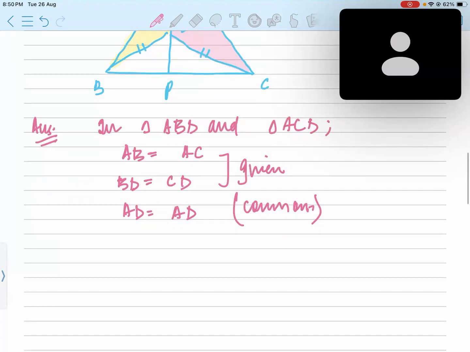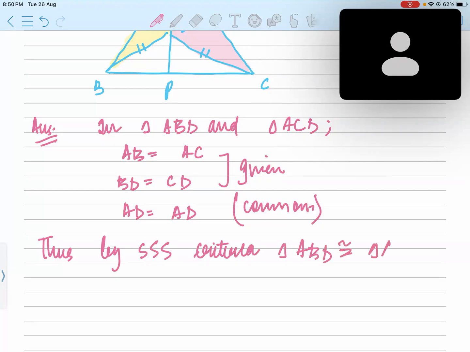So, thus, by SSS criteria, triangle ABD is congruent to triangle ACD. Right? Yes, ma'am.